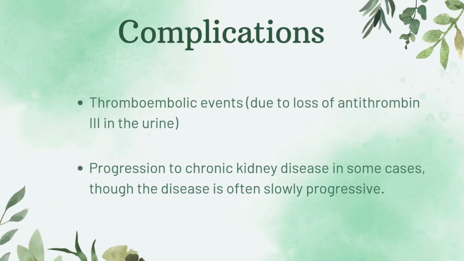Complications of membranous nephropathy include a high risk of thromboembolic events, such as deep vein thrombosis or renal vein thrombosis. This happens because important anticoagulant proteins like antithrombin 3 are lost in the urine. In some patients, the disease can also progress to chronic kidney disease, although this usually happens slowly over time. Regular monitoring and early treatment are key to preventing these complications.